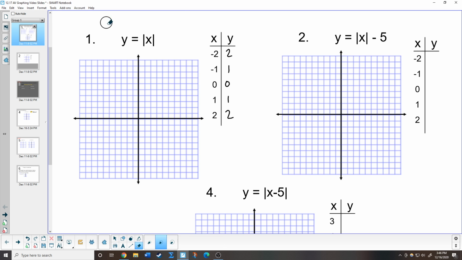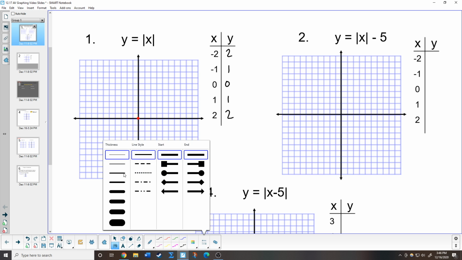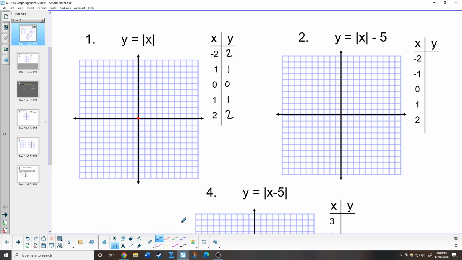So let's go ahead and graph this and see what we get. I'm going to go ahead and make this middle point red. That'll become more clear as to why I'm doing that in the future. There it is. And let's go ahead and graph the other ones. We'll do that in black. So we have 1, 1. We have 2, 2. And then we have -1, 1. And -2, 2. There you go.